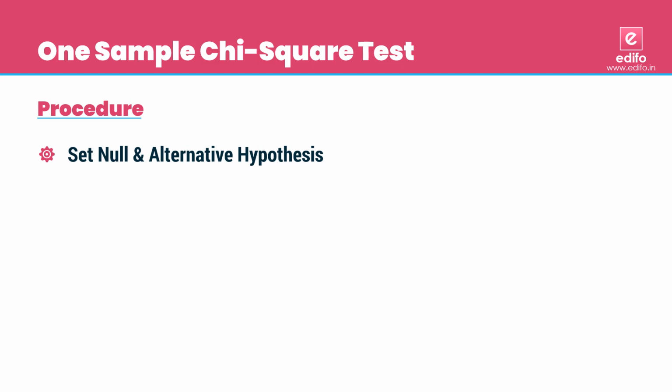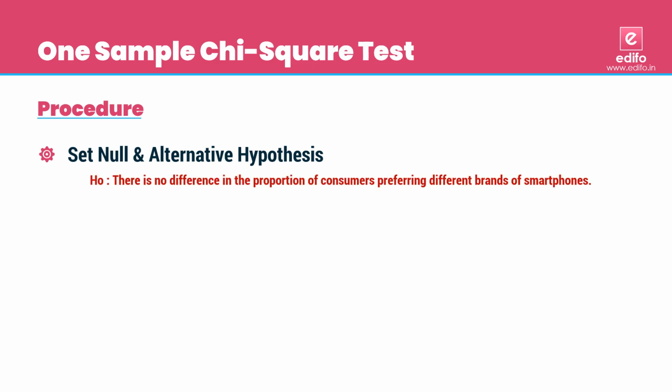A null hypothesis may be there is no difference in proportion of consumers preferring different brands of smartphones. Simply we can say that the observed data, that means the data that we collected through questionnaires, are near to the expected observations. That is, actual and expected are something same. That means there is no difference in the proportion of consumers preferring different brands of smartphones. We have already discussed that the purpose of chi-square test is to test the null hypothesis. So this will be the null.